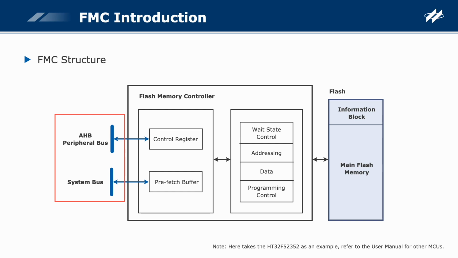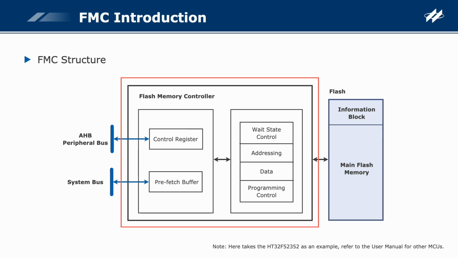The system bus connects the CPU to other lower-speed peripherals in the system, and is used for data transfer between the CPU and lower-speed peripherals. The AHB peripheral bus can configure and control the flash memory operations via the control registers. Since the access speed of flash memory is slower than the CPU, a wide access interface with a prefetch buffer is provided to the flash memory in order to reduce the wait state of the CPU.